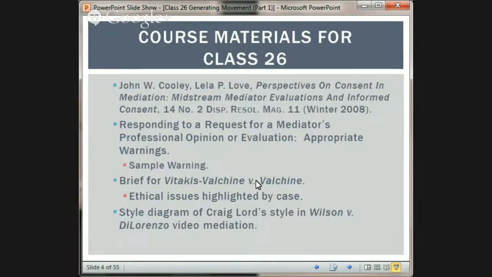We will be looking at a couple of videos, which I'll talk about in just a minute, and then I want to review the style diagram that you likely created when you were evaluating mediator styles for Craig Lord and Cutrona.